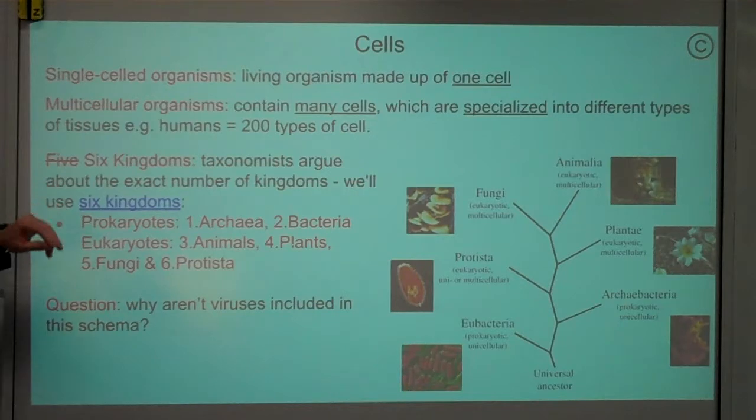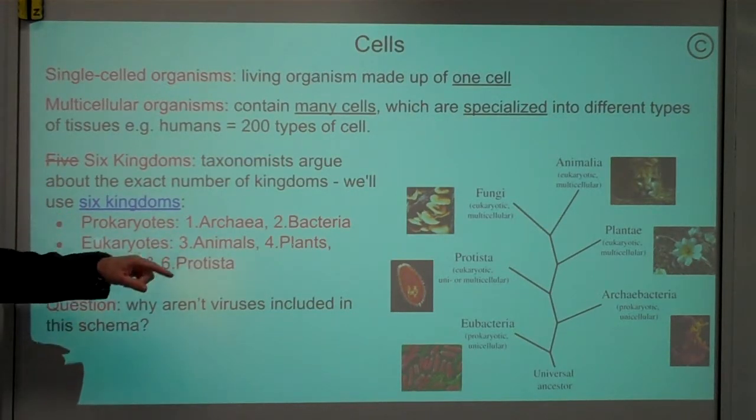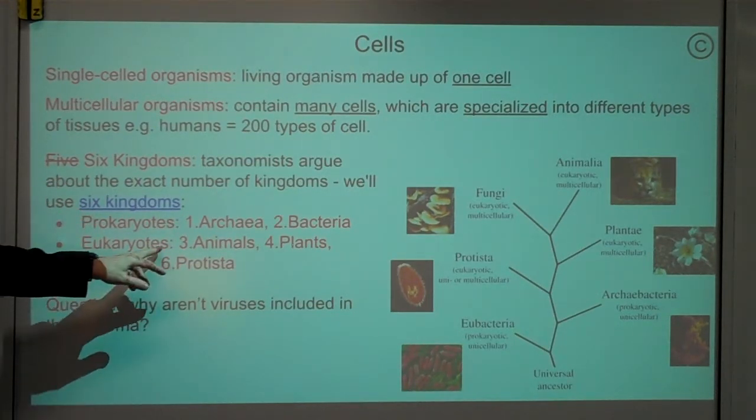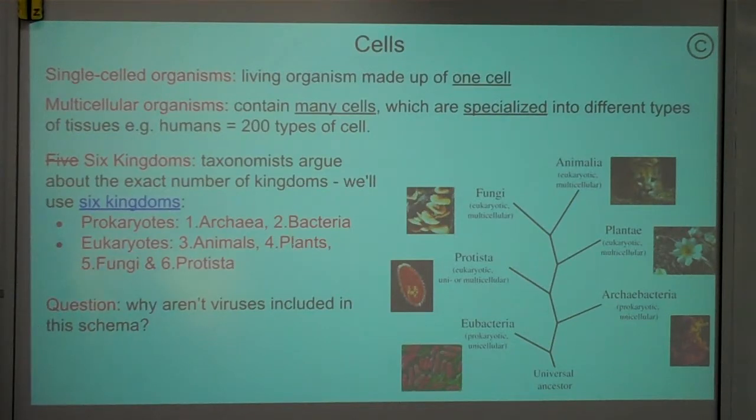There are the 6 kingdoms. The prokaryotes are archaea and bacteria. The eukaryotes are animals, plants, fungi, and protists or protista. And you do need to know those 6 kingdoms.